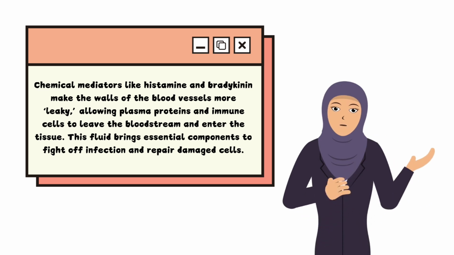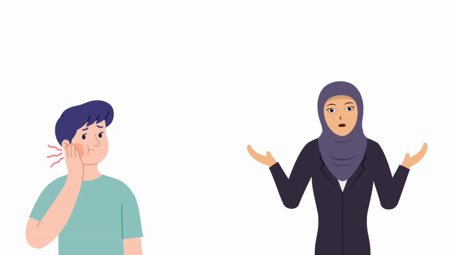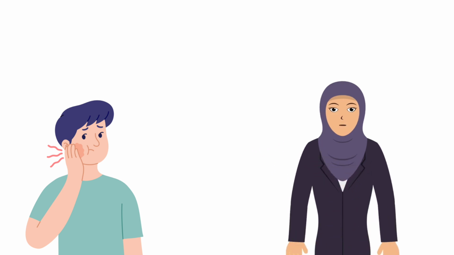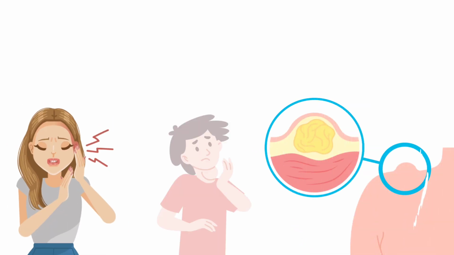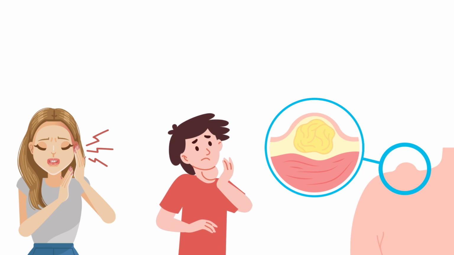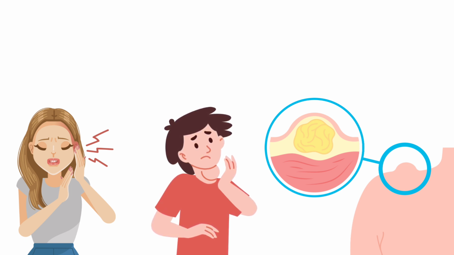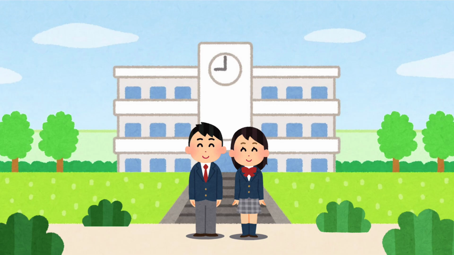Chemical mediators like histamine and bradykinin make the walls of the blood vessels more leaky, allowing plasma proteins and immune cells to leave the bloodstream and enter the tissue. This fluid brings essential components to fight off infection and repair damaged cells. Although swelling can be uncomfortable and restrictive, it is essential for delivering the tools needed for healing and protection.